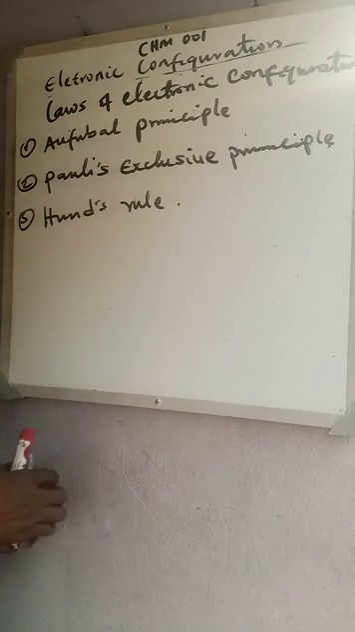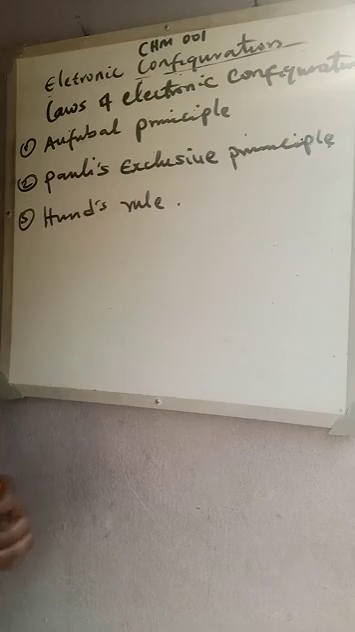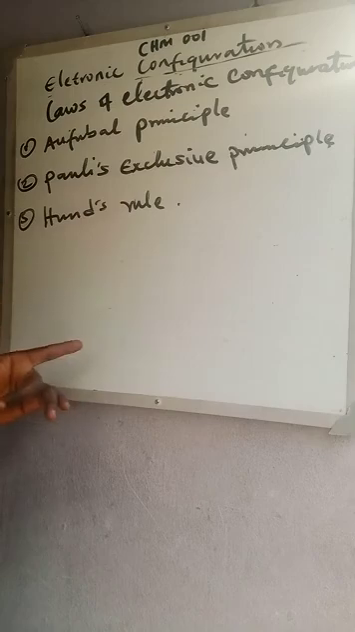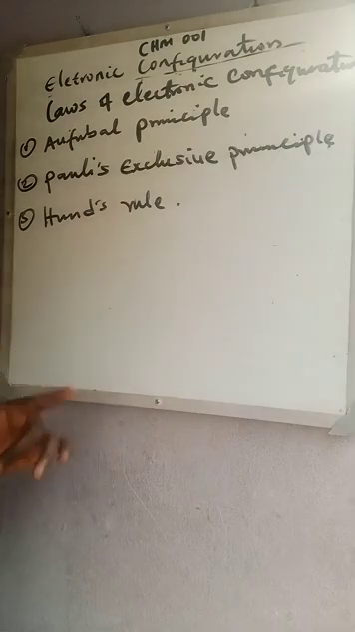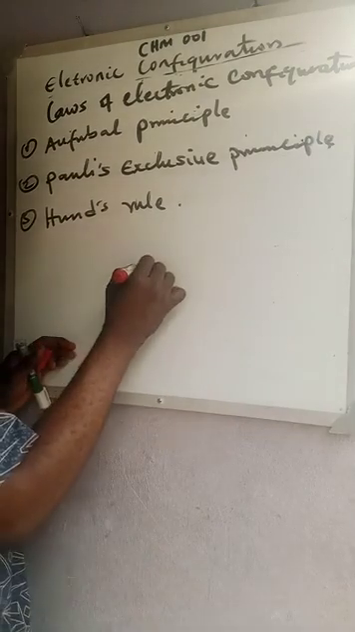You understand? Good. So the first one is Aufbau's principle. Aufbau's principle states that electrons will first occupy the lowest energy level before entering into the higher ones. Are we together now? Now, in this case, if I have this atomic structure, right?